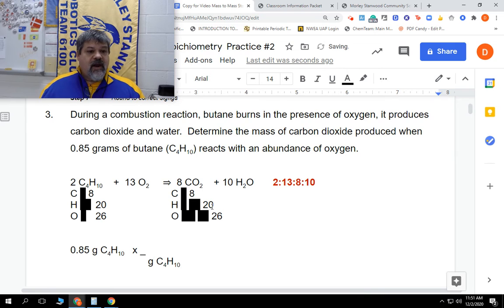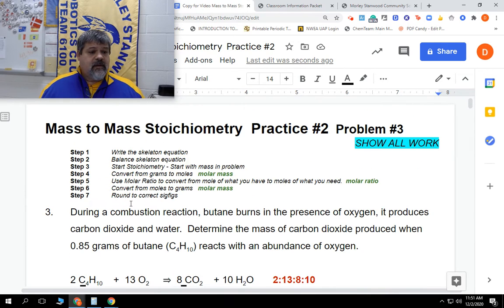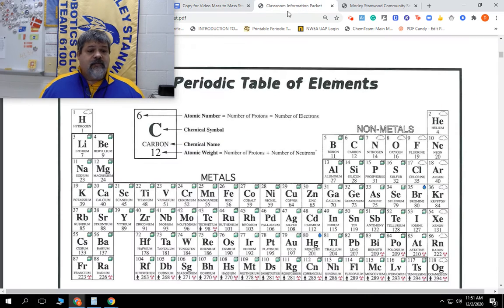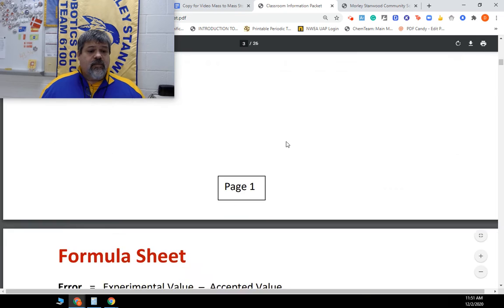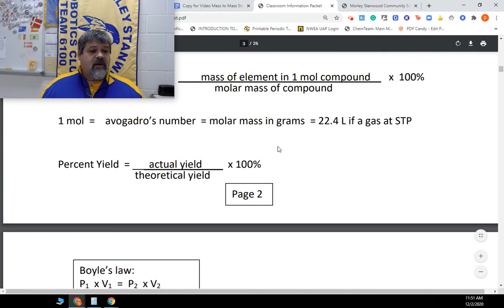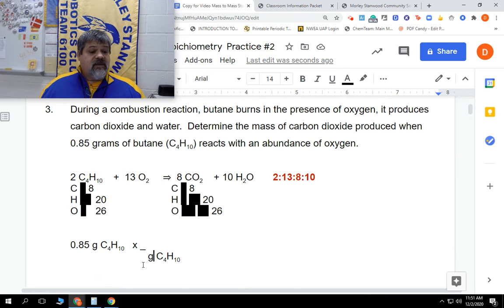Now the only way I have grams, if you remember, we have things that are equal. If I go back up to the top, I don't have it up here, but if I go into the packet, we'll show you the packet, and I scroll down, we know that if we get down here to the bottom right here, we see 1 mole equals Avogadro's number, which equals the molar mass in grams. So if I want to change it to moles, which I have to, we have to use the molar mass in grams. So let's go back here, the molar mass in grams.